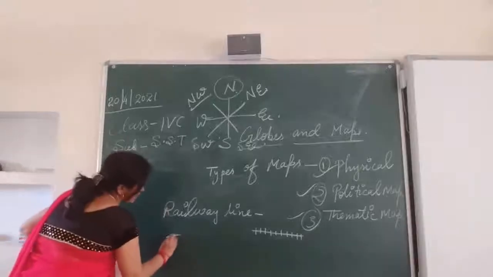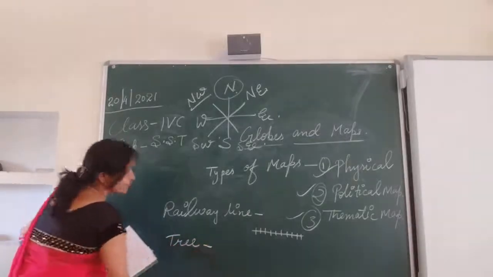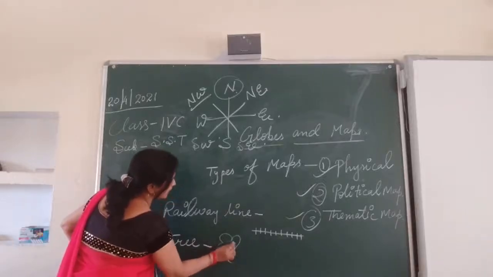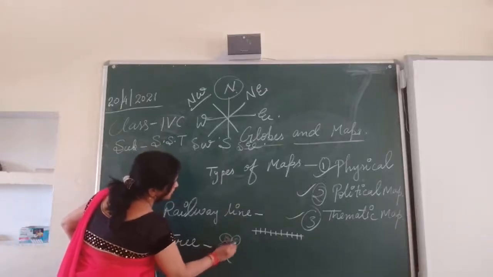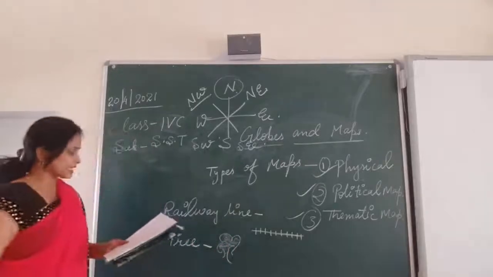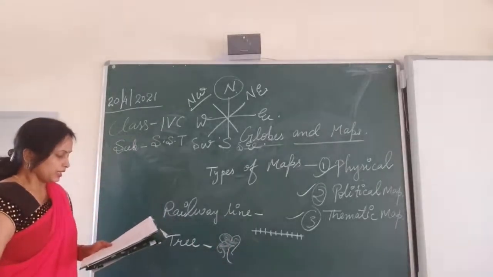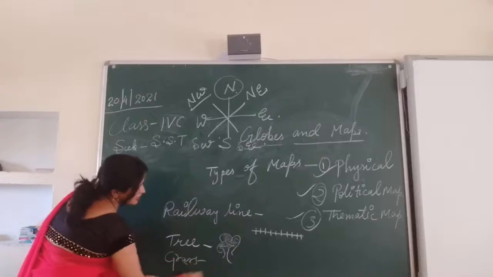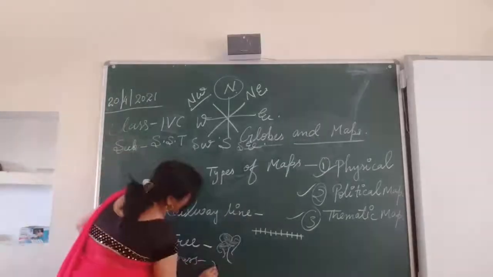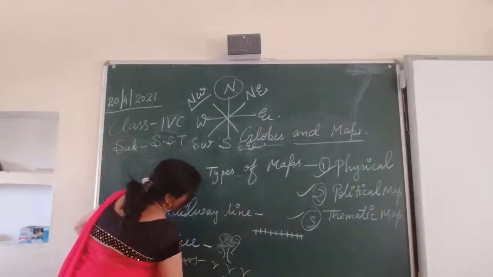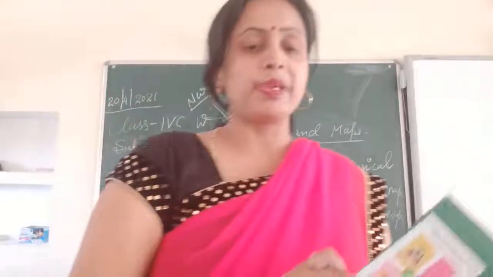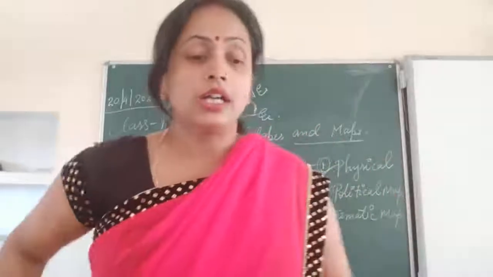Suppose the tree symbol. How to know what is the symbol of the tree? The tree symbol is like this, no? And it is green in color, no? The color is also symbolized. Okay. So like this, green in color. And suppose grass. What is the color of the grass? You know, grass has a green color, and it looks like this. So this is a symbol. This is a sign to know about the particular features of the earth.